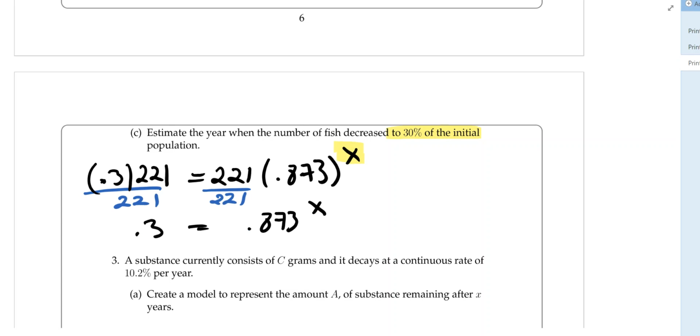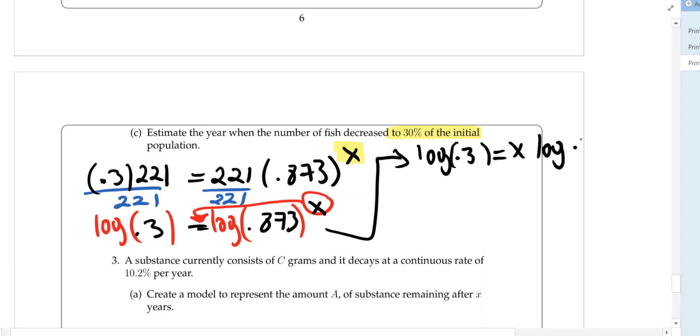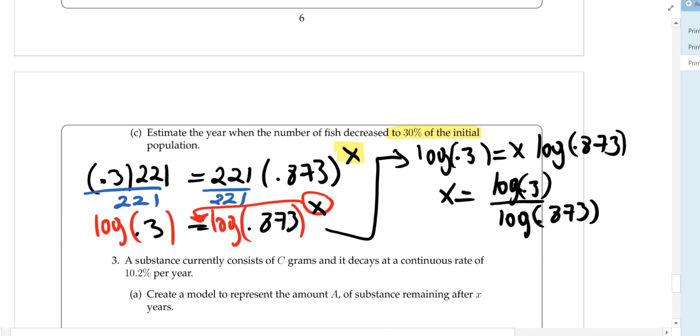Now since X is an exponent and we're solving for it, I'm going to take log of both sides so that I can bring the exponent down in front. So then it's going to be log 0.3 equals X times log 0.873. So X is going to be log 0.3 divided by log 0.873. So this will be the exact answer, and when I put that in your calculator, you get the year that the population reaches 30% of what it started with.